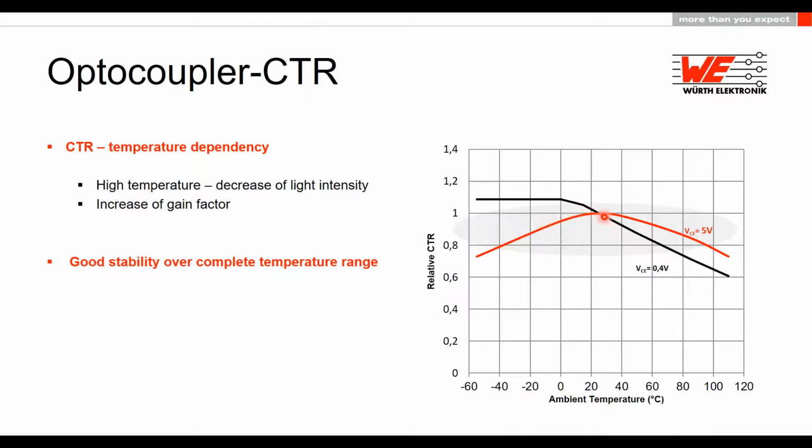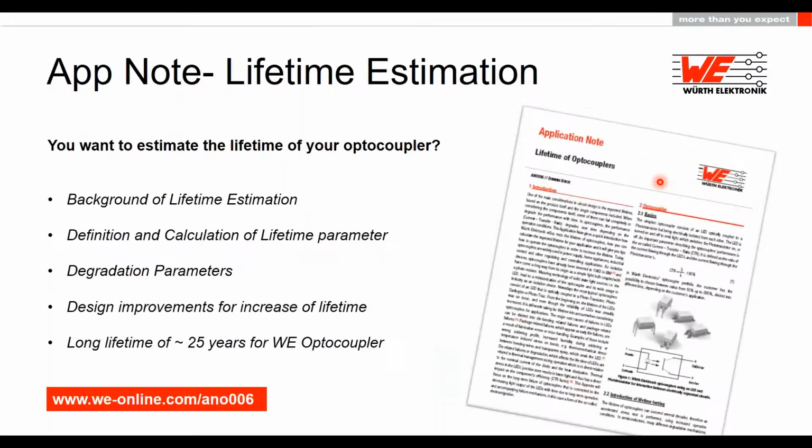Of course, we have a peak in this curve, and this is why: the efficiency of the infrared LEDs decreases with temperature. So if we get a higher temperature, the infrared LED efficiency decreases, but the gain of the phototransistor increases. Therefore, we have a peak in this curve. And as I mentioned earlier, the CTR can change based on the light intensity. And one of the requirements was that the system should not age.